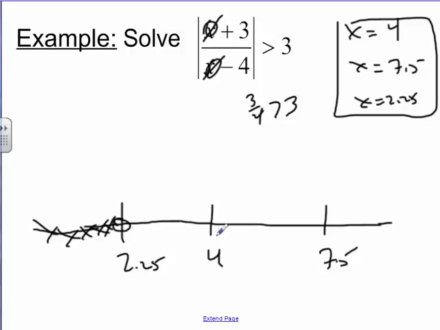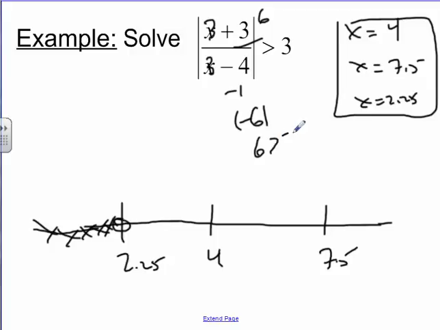We need a number between 2 1/4 and 4. I'm thinking the best number there is 3. 3 plus 3 is 6. 3 minus 4 is negative 1. It's supposed to be 6 over negative 1, which would be negative 6. But when you absolute value, you get 6. Is 6 greater than 3? Yep. Pick a number between 4 and 7.5.